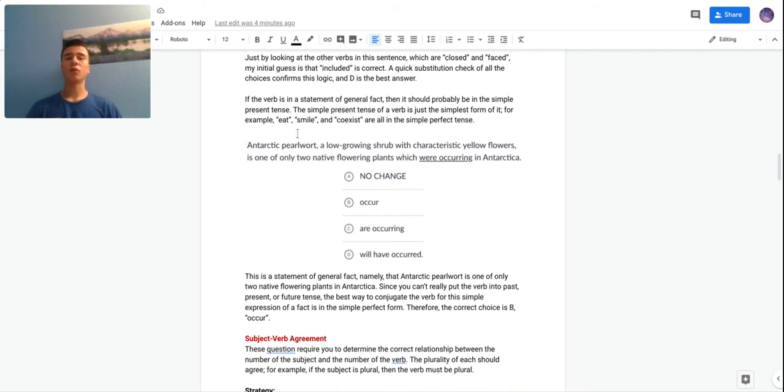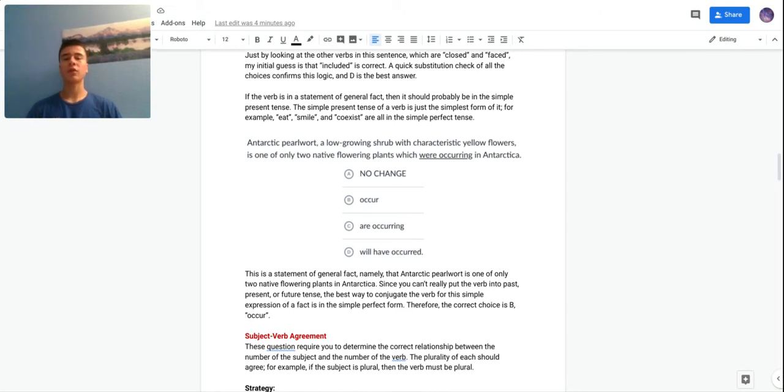So, Antarctic pearlwort, a low-growing shrub with characteristic yellow flowers, is one of only two native flowering plants which were occurring in Antarctica. So, this is a statement of general fact. It's not really an action that happened, like the plant didn't occur, it wasn't an event. And since this is a statement of general fact, I'm going to choose the one that's just the simple present tense, which is just be, occur. So, it's one of only two native flowering plants which occur in Antarctica. That's the best choice. It's the most simple.